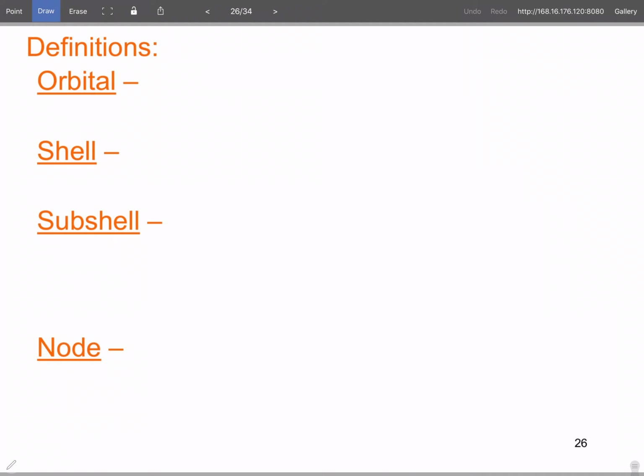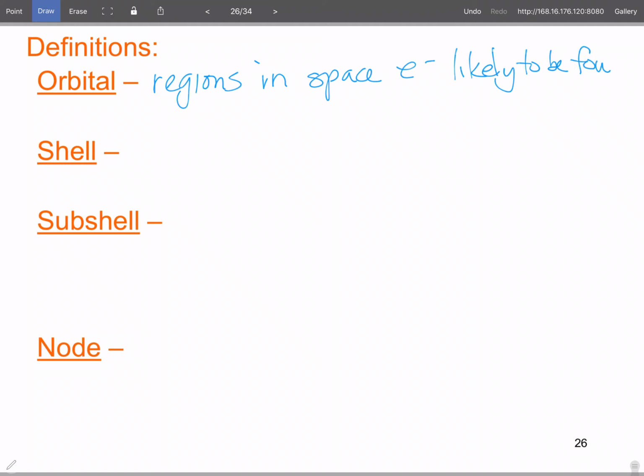The orbitals are the regions in space where electrons are likely to be found. That means they have a high probability. These are regions in space. Now, an orbital is defined as holding 2 electrons. We'll get to that in just a minute, but there are only 2 electrons per orbital.